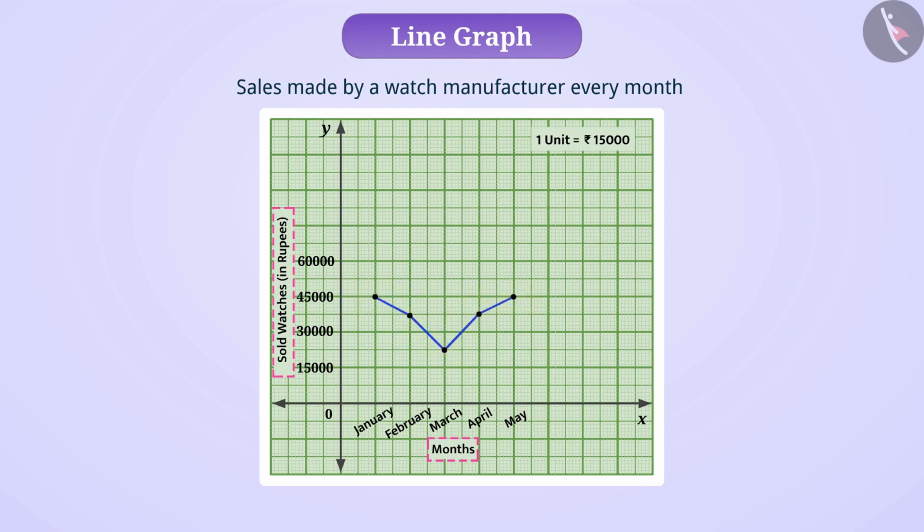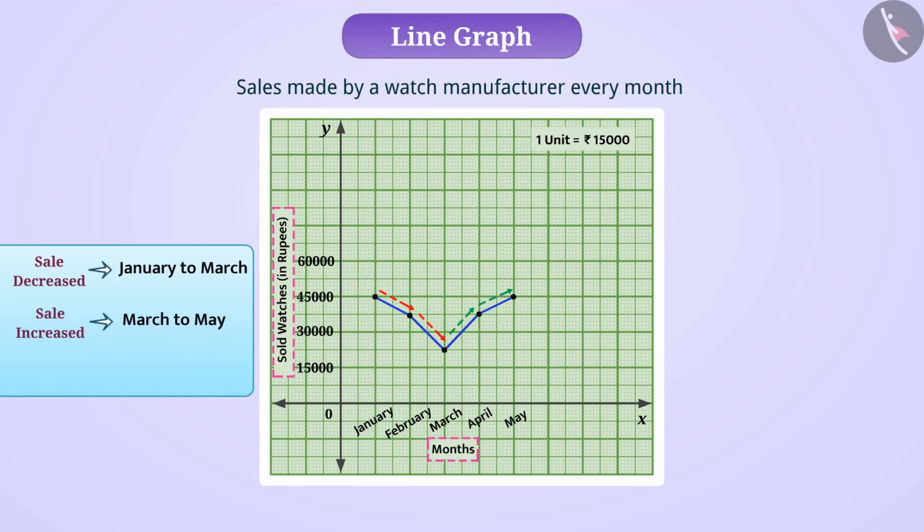This shows us the pattern of data. Like here, we see that sales have decreased from January to March, whereas after March, the sales have increased. Similarly, among all the months shown, the least number of watches are sold in March.